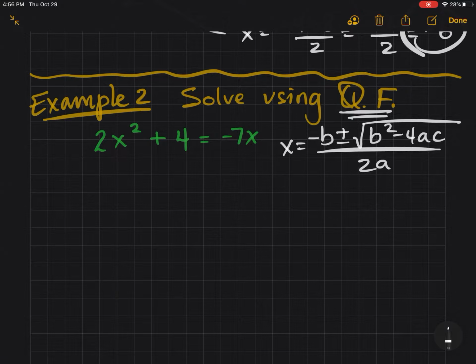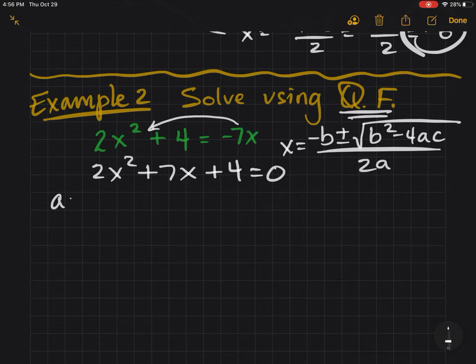While I like singing, I did that because I want to help burn that into your memory. Every time you write it, when you do your homework tonight, I'd like for you to say it or sing it aloud. So before I can establish A, B, and C, I want to make sure this is put in the correct order. So I want to start with my x squared, move the x term over, and make sure this is set equal to 0. So we can see A is 2, B is 7, and C is 4.